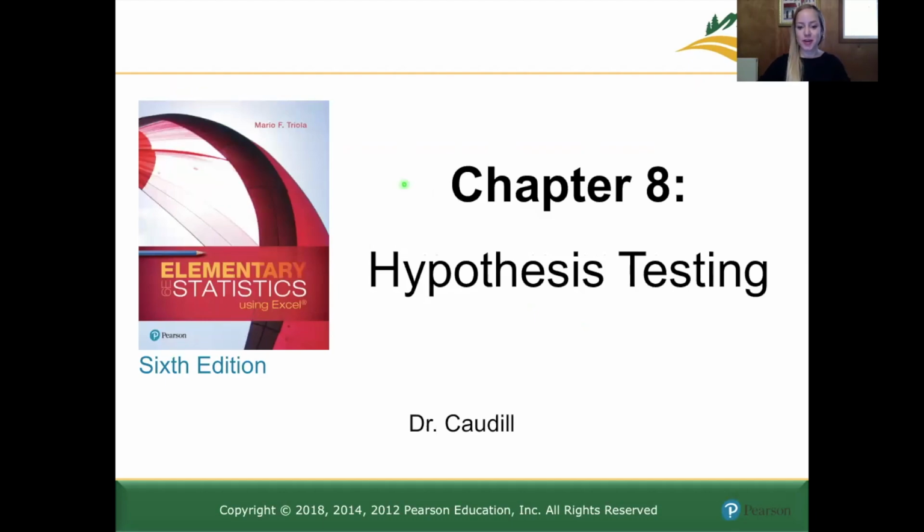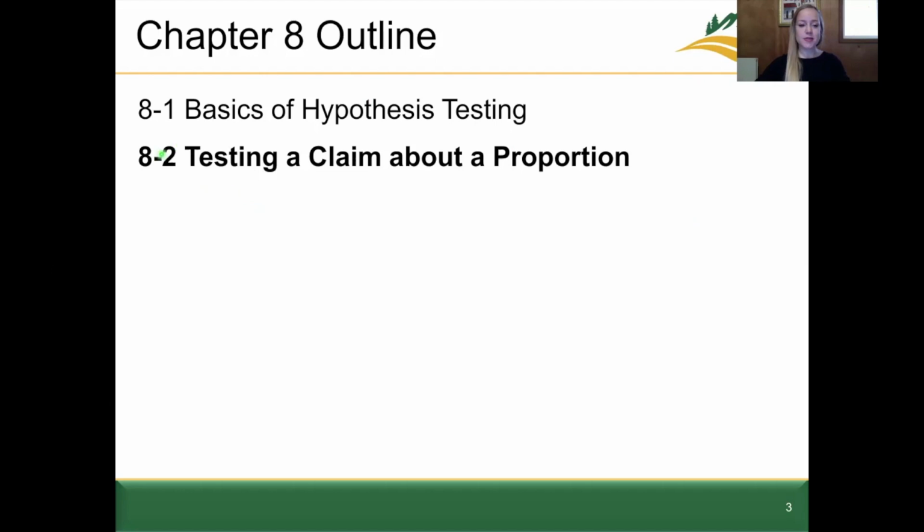So we'll continue on with Chapter 8 with hypothesis testing. In 8.2, we're going to review and build off what we learned in 8.1. So we'll go through another full example using hypothesis testing for testing a claim about a proportion specifically. These are the only two sections we're covering in Chapter 8, so 8.1 and 8.2.